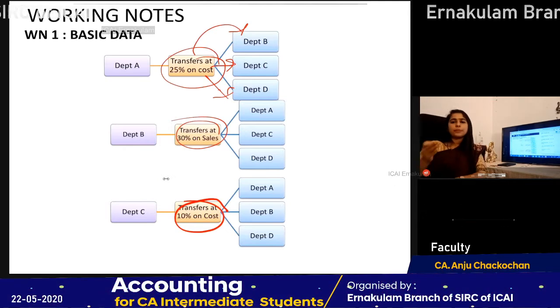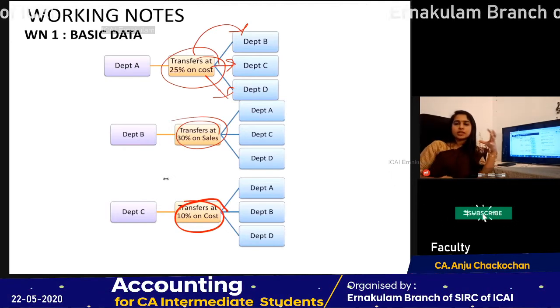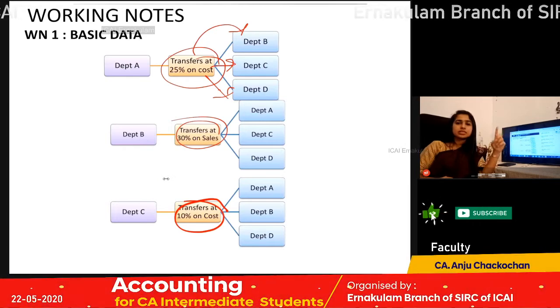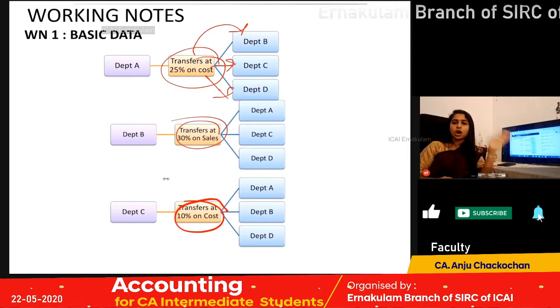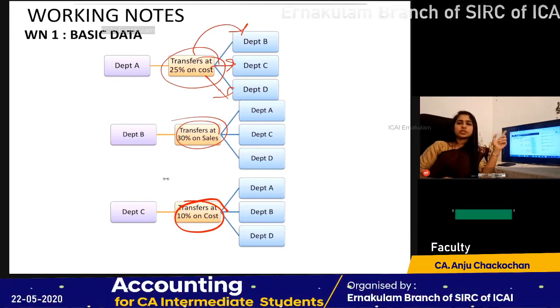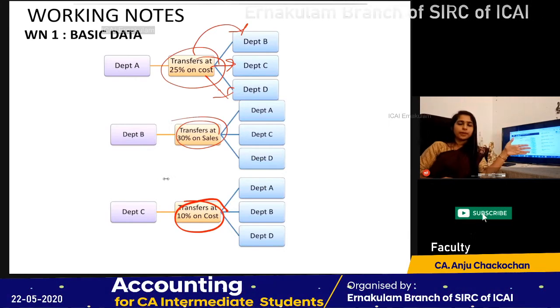The only difference compared to the previous questions was that in this question, it's just a single rate for transfers made to all departments.